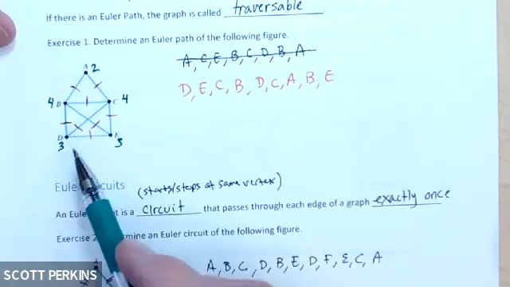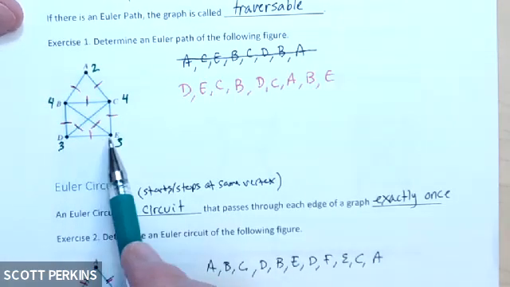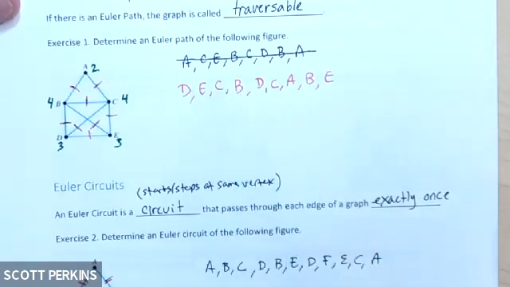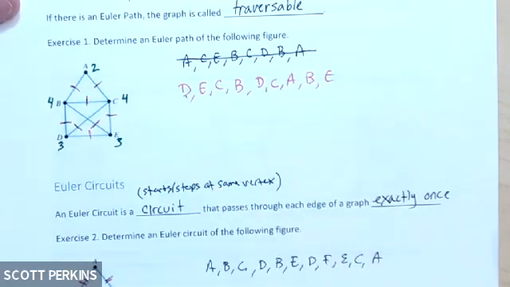And that's how I knew you needed to start at either vertex D or vertex E to find it. Okay, because those are the odd ones. And that was why you were able to find one starting at D.